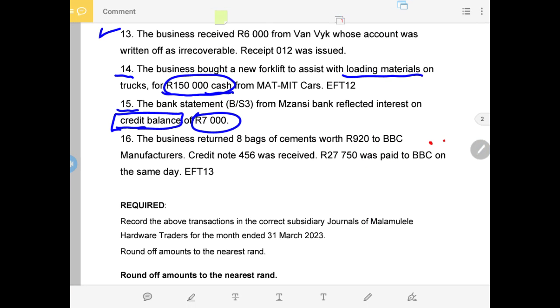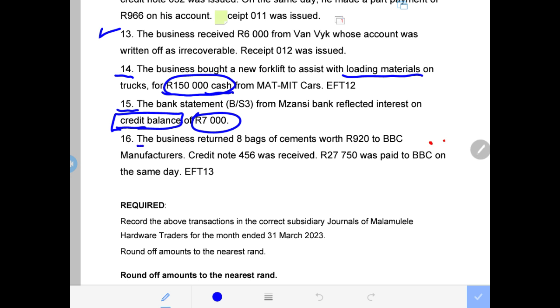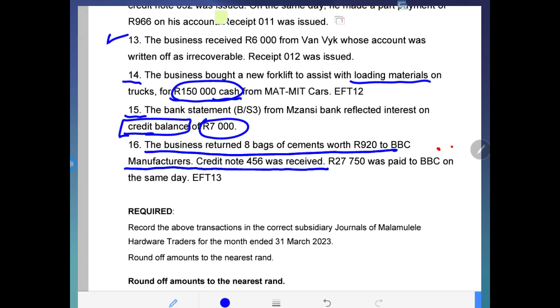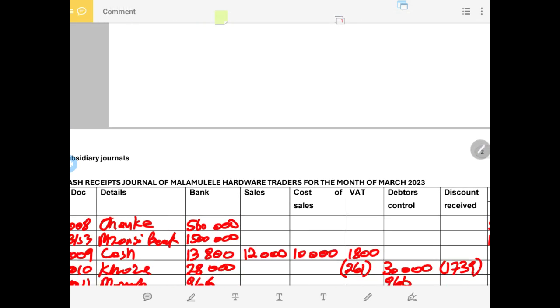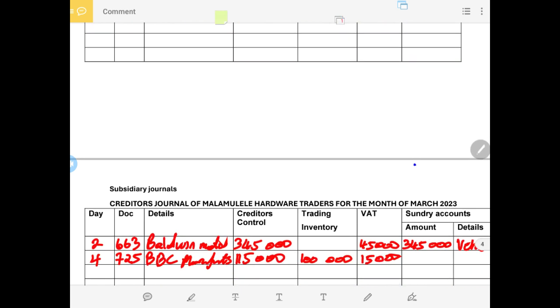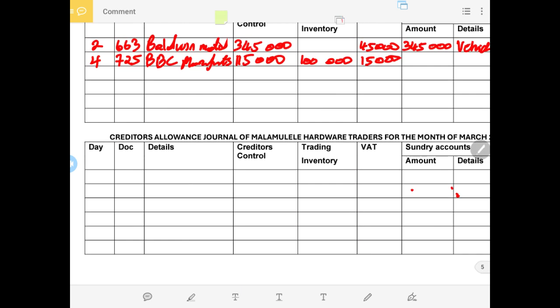Then that is our number 16. The first part of number 16 is the invoice. Then the second part is the payment that we also made to this supplier, whom we were owing some cash. So creditors allowance journal, that is where we are returning back to our suppliers.